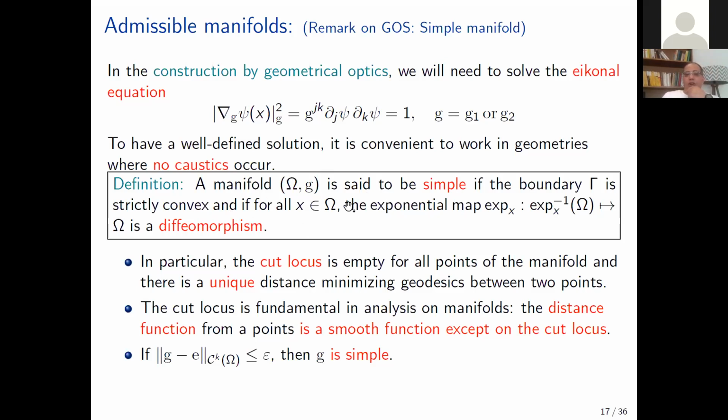The advantage of working in this kind of simple manifold is that the cut locus for any point is empty. Roughly speaking, the cut locus for any point z is the set of the other points which can be related with z by many geodesics. This set, the cut locus, is fundamental in the analysis of manifolds, since the geodesic distance is smooth outside this set. Moreover, if you consider any metric g which is close enough to the Euclidean one in C^k topology, then g is simple. Then the exponential map is a global diffeomorphism in Omega.